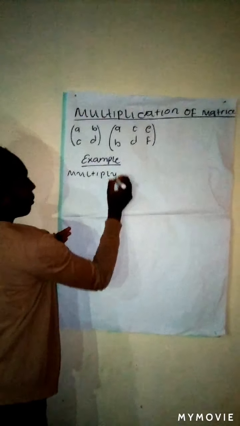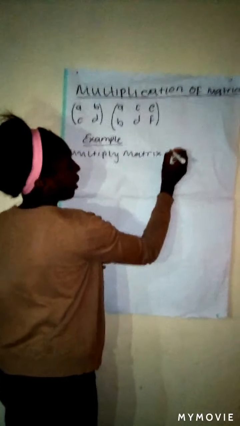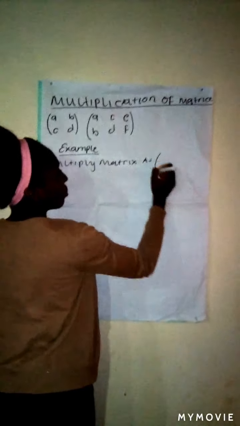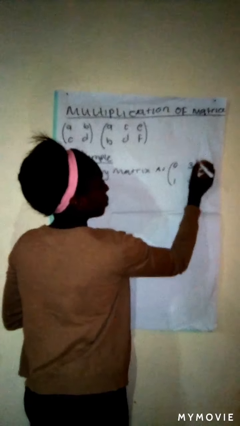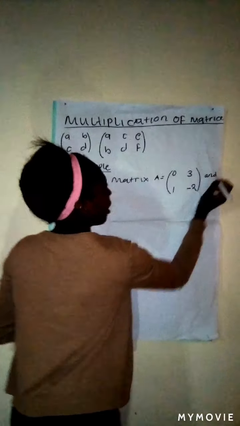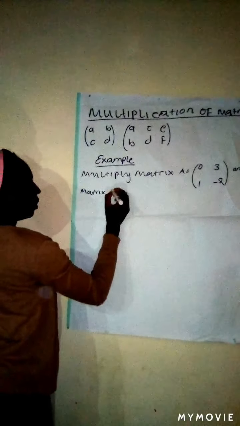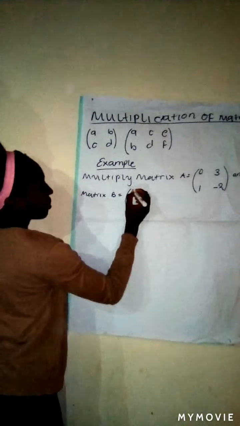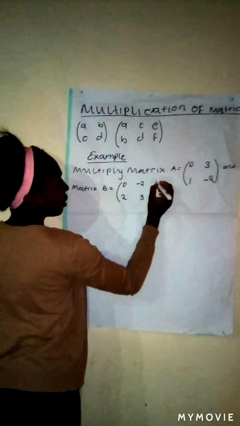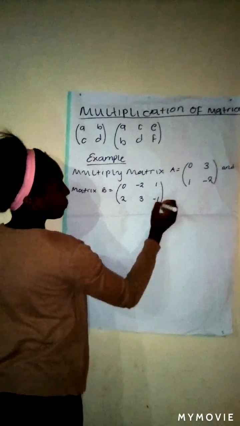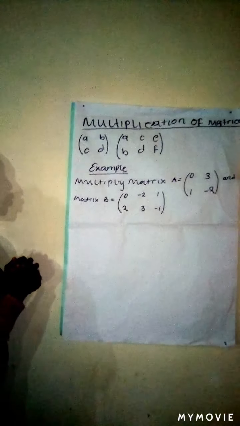Multiply matrix A, which is maybe 0, 3, 1, -2, and matrix B, which is maybe 0, 2, -2, 3, 1, -1. So now we have two matrices that we've been told to multiply.